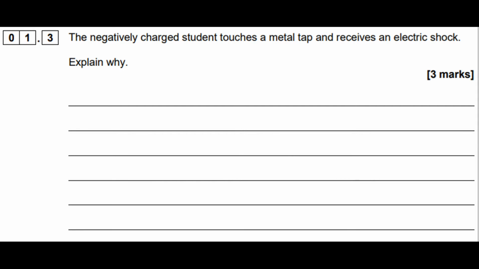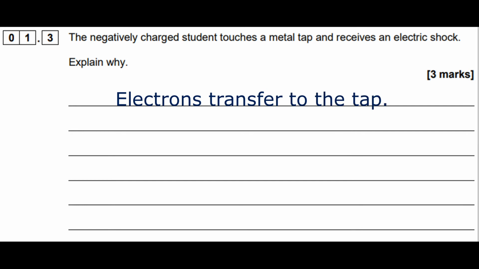Okay, now remember how we spoke about the fact that there are 2 types of material in the world, those that do allow electricity to pass through and those that don't. This question is about this. So the student is full of charge, negative electrons. The student touches a metal tap. Now the tap allows electricity to flow through it. So the electrons discharge from the student to the tap. Now that is 1 mark.